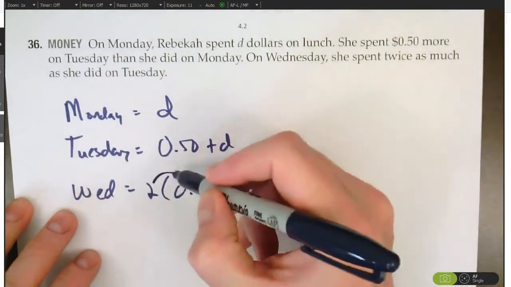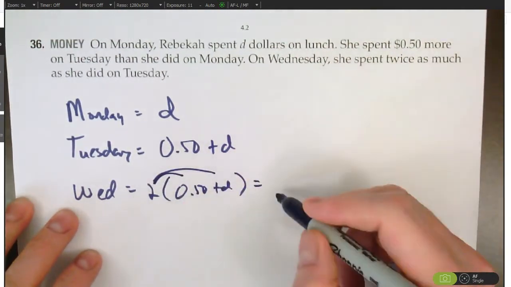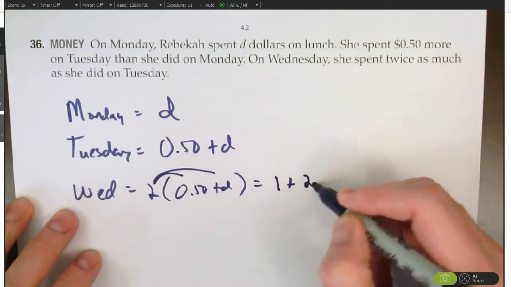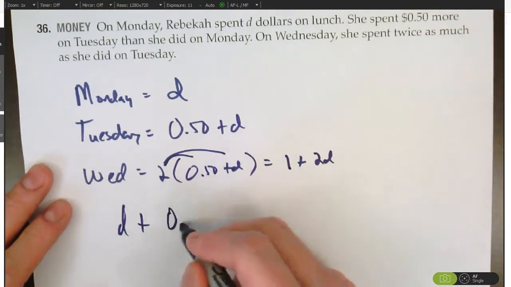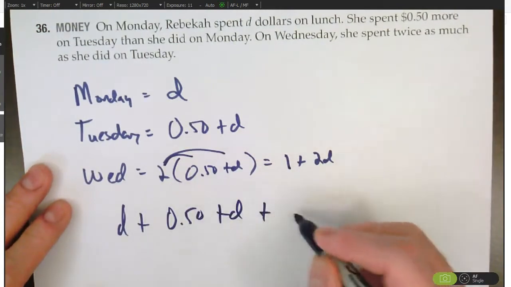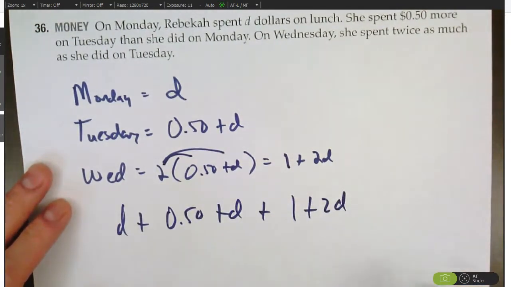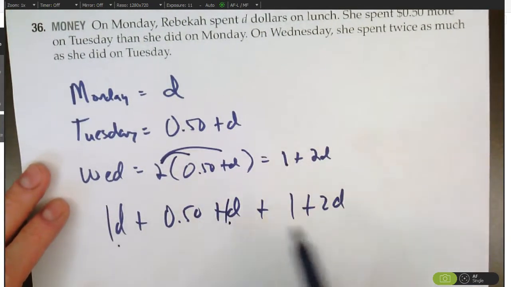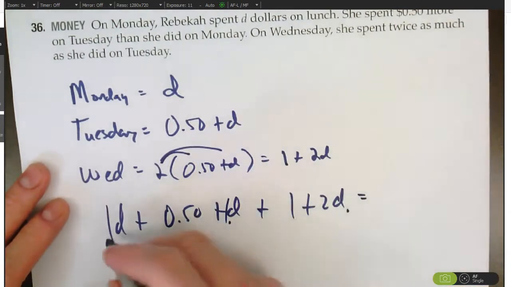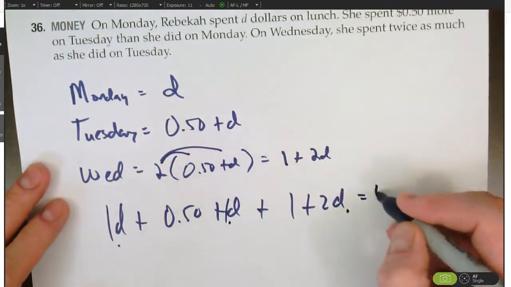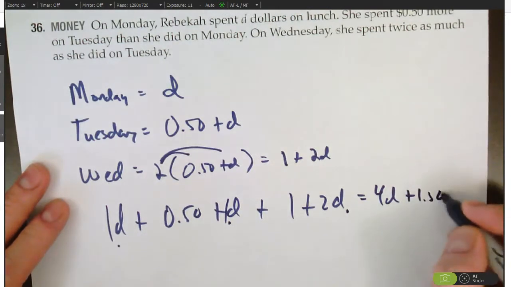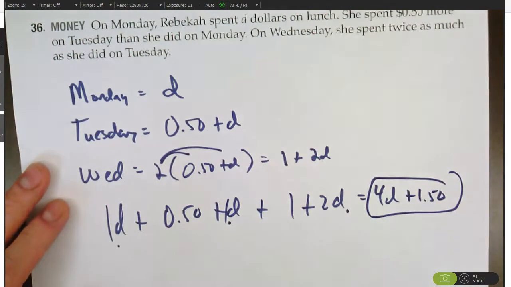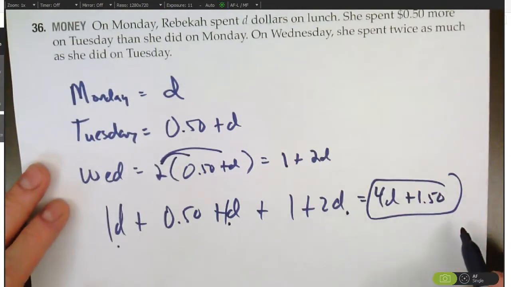So distribute 2 here. That gives us 2 times 50, which is 1, plus 2D. So now we'll add all those up. D plus 0.50 plus D plus 1 plus 2D. This is 1D, this is 1D here. So 1D plus 1D plus 2D is going to give us 1 plus 1 plus 2 is 4, 4D. And then 50 cents plus $1 is $1.50. So whatever D is, she spent 4D plus 1.50 for lunch this week.